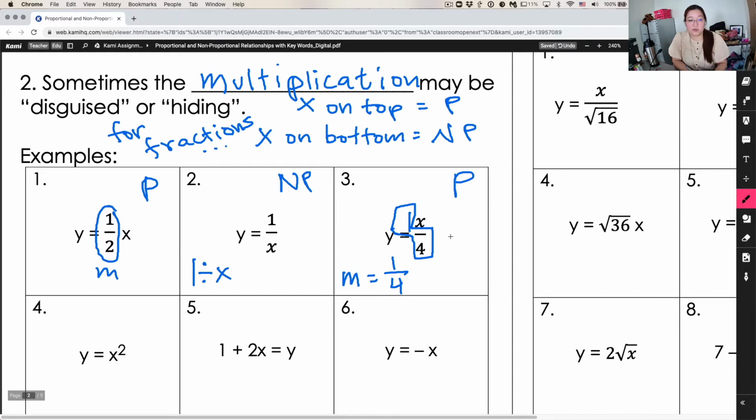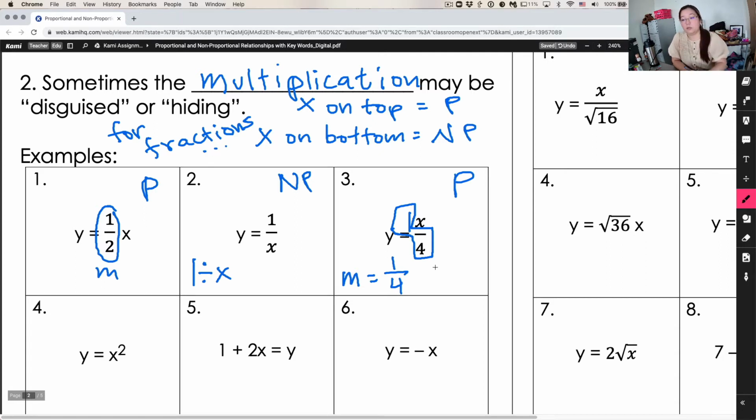Now that's assuming there isn't anything else. Like if this was x over 4 plus 2, that would still be non-proportional. I'm talking about when you only have this fraction and nothing else. If x is on the top, it's going to be proportional, so you just need to figure out what the fraction is. When x is on the bottom, that's when it's non-proportional. And remember, when x is by itself, there's a hidden 1 there. So this is 1/4. If you had x over 5, then m would be 1/5. If you had x over 3, then m is 1/3, and so on and so forth.